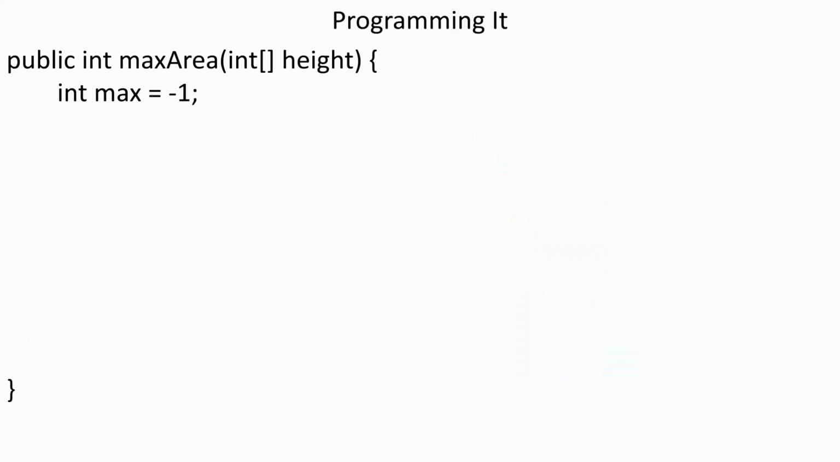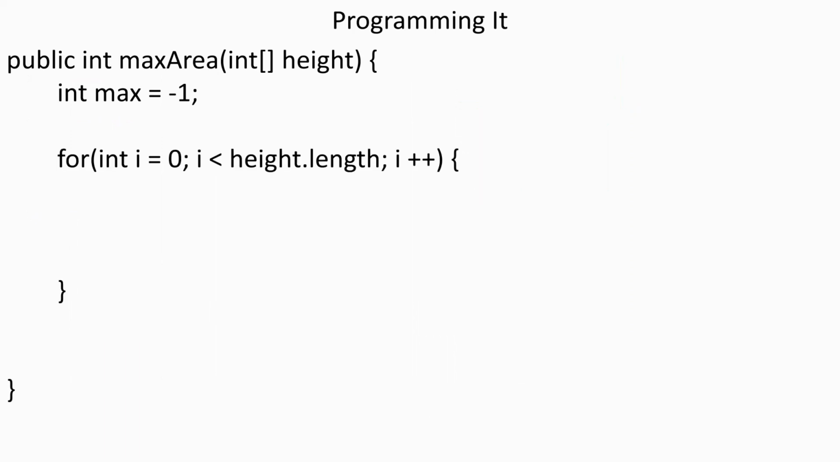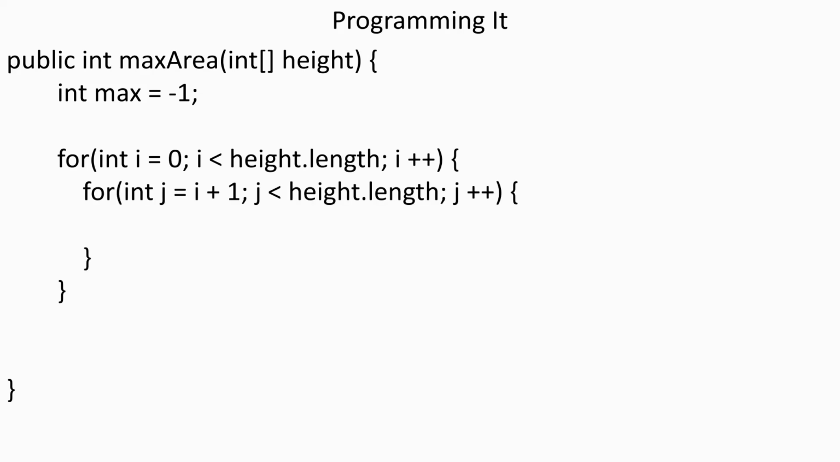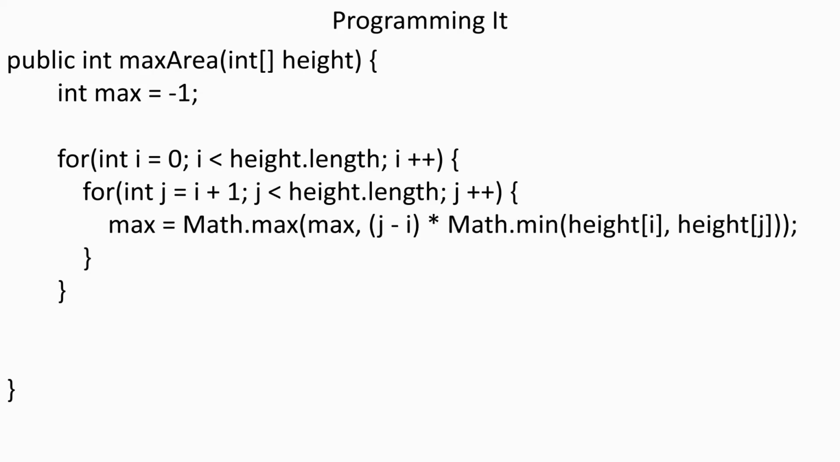Let's look at how to program it. We first create the max variable, which will be our final answer. Then we create both for loops to iterate through the loop with 2 pointers. Then we calculate the amount of water trapped between those and update the maximum if needed. And finally, we return our answer.